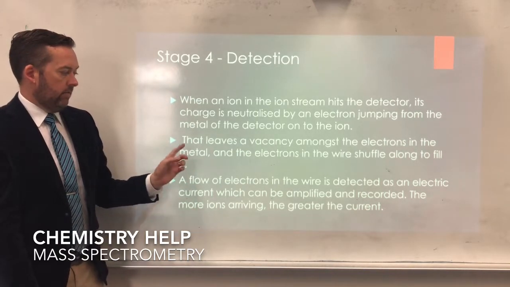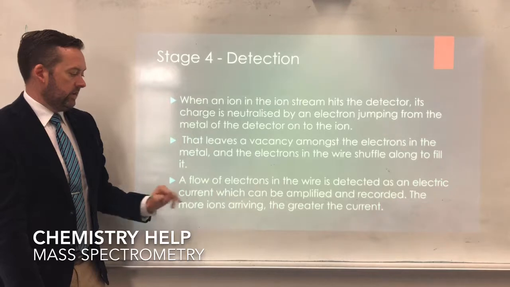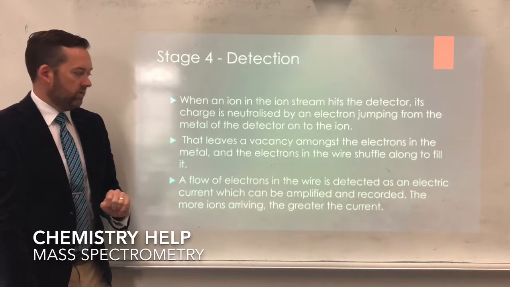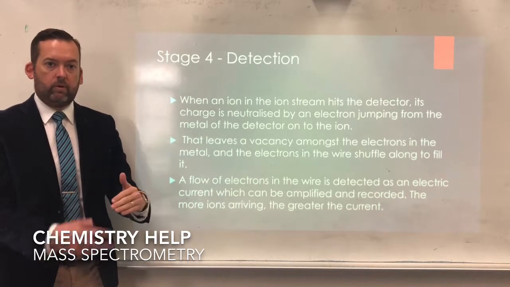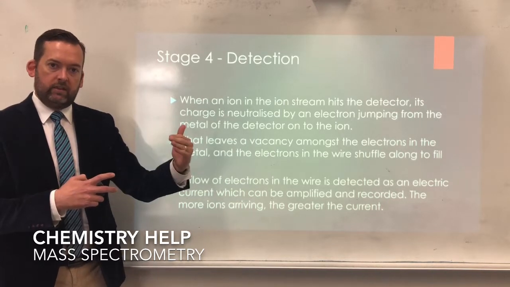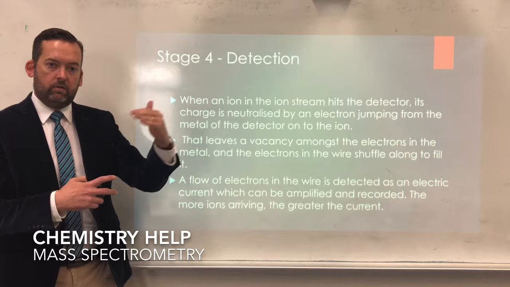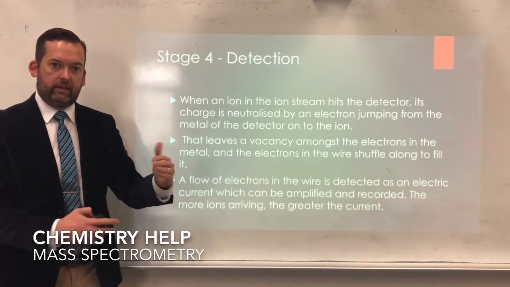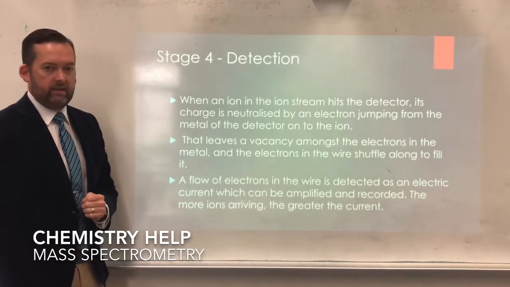That causes a flow of electrons, which is a current. All right, and we can amplify that and record it. The more electrons that are arriving at the metal box, the greater the current is. So the more collisions, the greater the current. The lower the collisions, the lower the current. So we can get a measurement from a detection point of view.